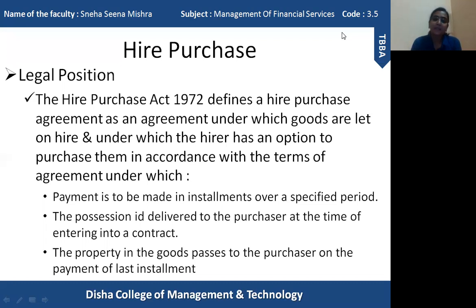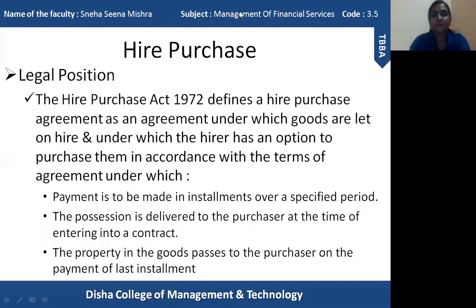Clear? The second point says that the possession is delivered to the purchaser at the time of entering into the agreement. So whenever the two parties enter into the agreement, immediately after that, the hirer gets the possession of the goods. Not the ownership, but only the possession of the good. Okay. The next one says that the property, the goods, passes to the purchaser on the payment of last installment.